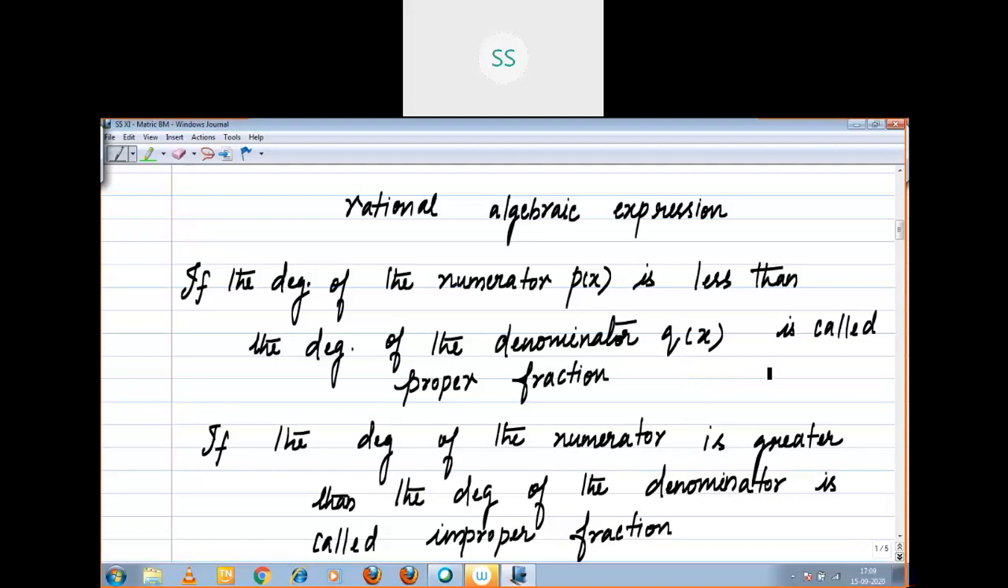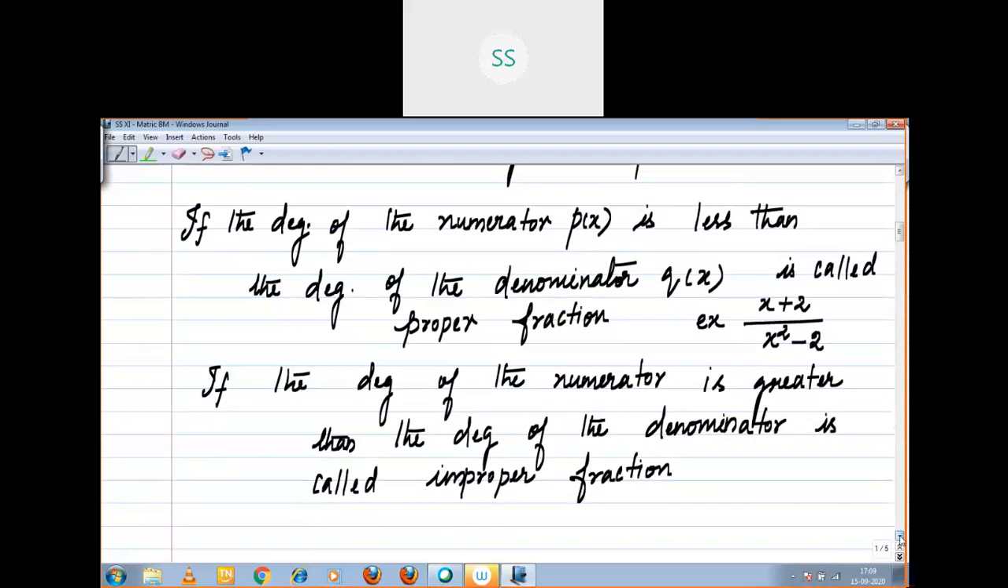Here I will give one example. I said polynomial, no? x by x plus 3, like that. The degree of the numerator is less than the degree of the denominator. That means x plus 2 divided by x square minus 2. Example: what is the degree here? 1. What is the degree here? 2. For your understanding purpose, I am writing this. Right, children?